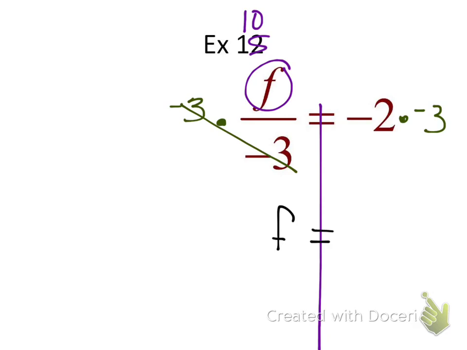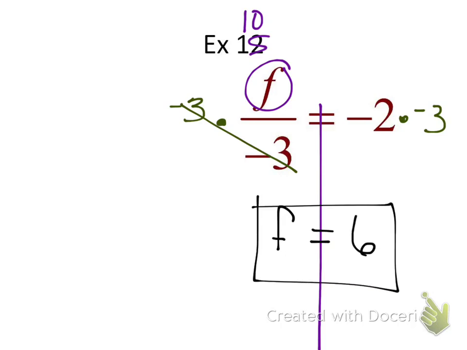Thank you. Did you guys just hear Ben say that? He said negative times negative equals positive. So negative 2 times negative 3 is going to get me a positive. 2 times 3 is 6.